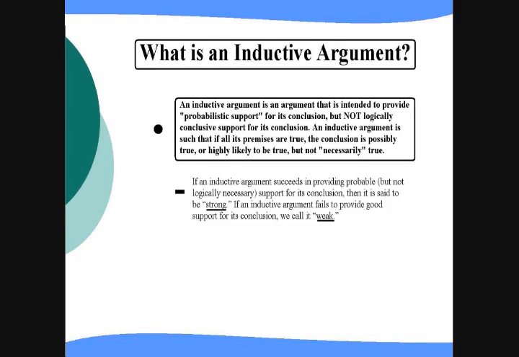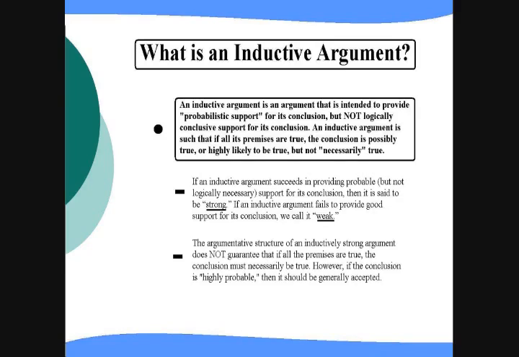We say that if an inductive argument succeeds in providing probable but not logically necessary support for its conclusion, then it is said to be strong. If an inductive argument fails to provide good support for its conclusion, we call it weak.